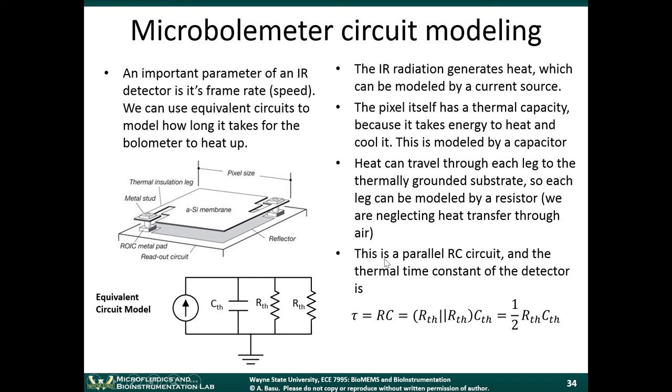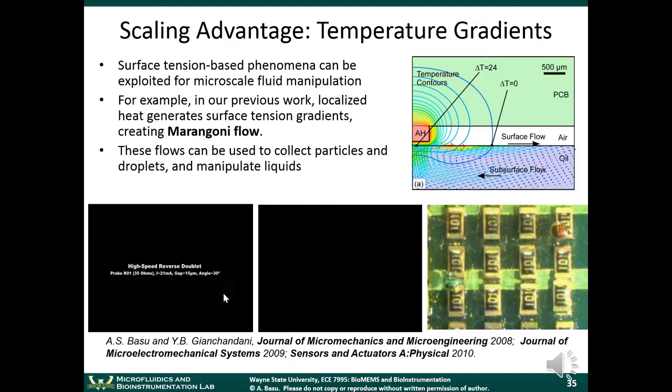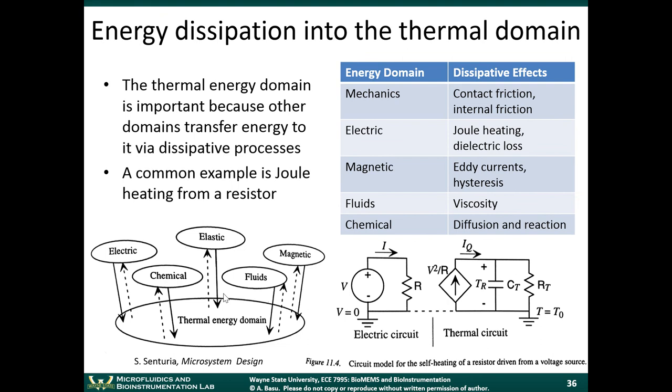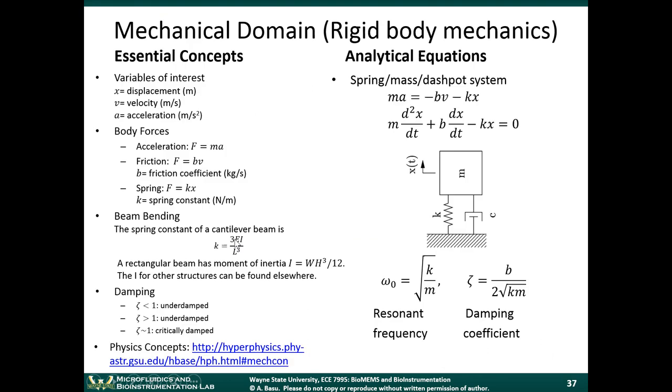The advantages, remember, of thermal systems is that these thermal capacitances can be very small. So basically, objects can be heated up and cooled very quickly at the microscale. All right, we finished off with the thermal domain here. Today we'll talk about the mechanical domain.